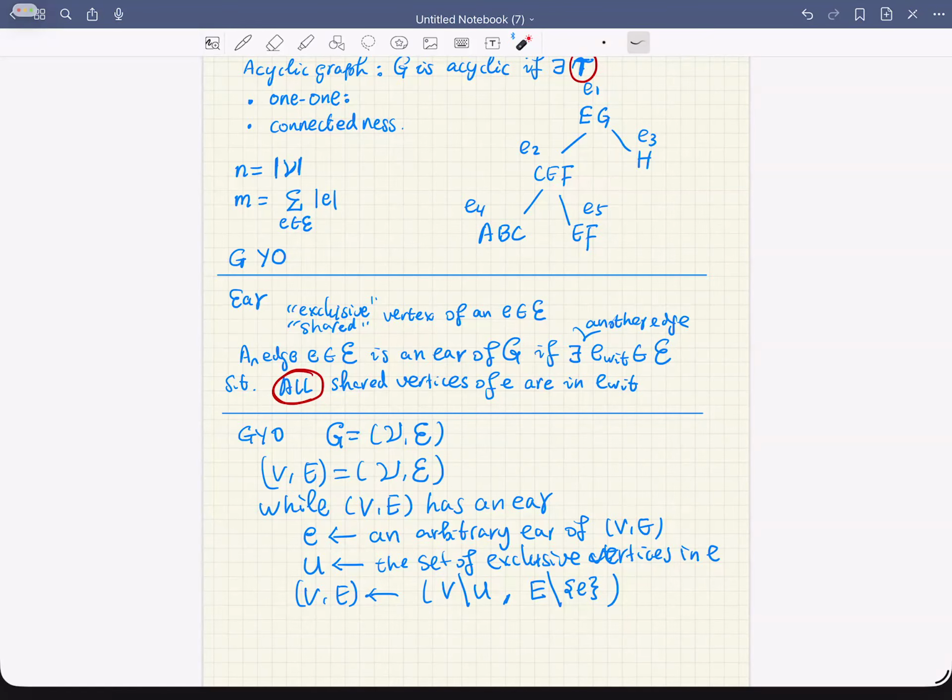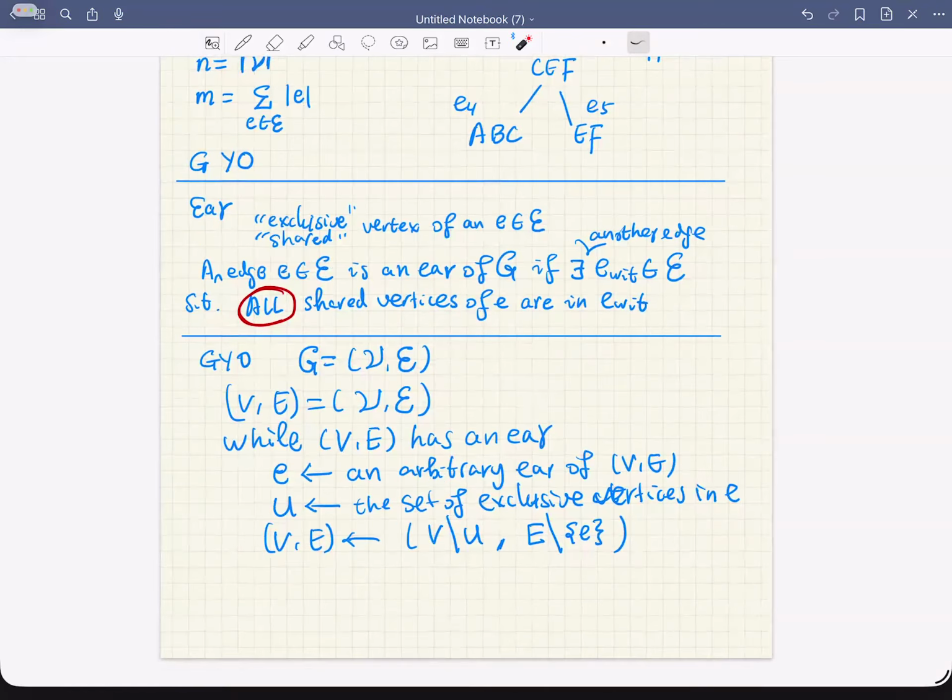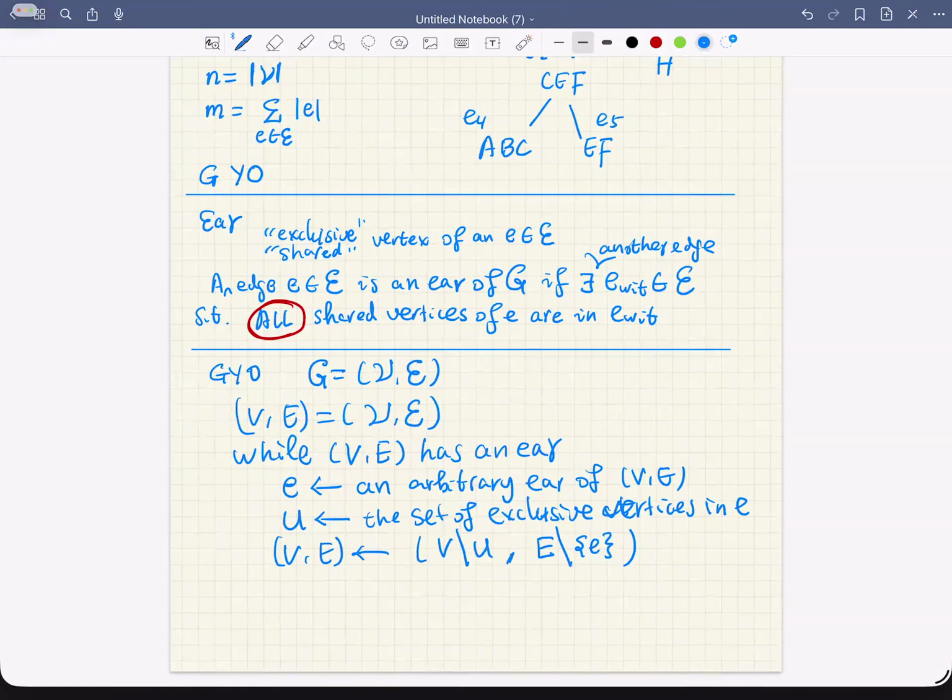At some point, you can find no more ears, and then you have to finish as well. So depending on whether the graph is empty, you make a decision. If V is empty, return acyclic, else return cyclic. That's the algorithm.